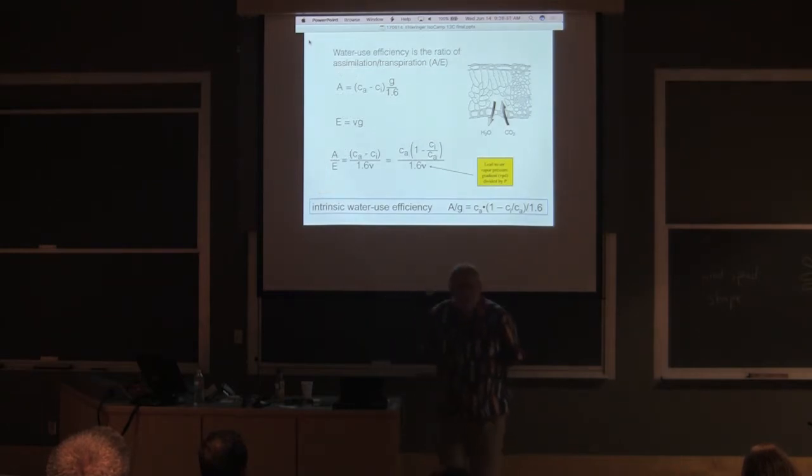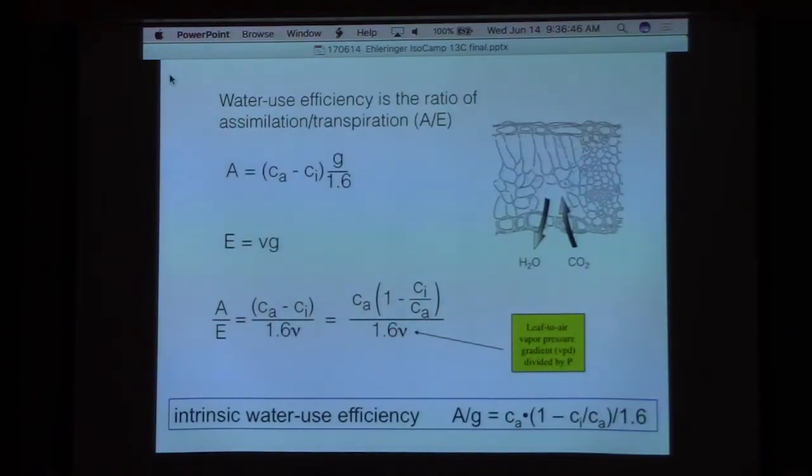So here are some equations to help us understand. These equations are written in terms of Ohm's law analogies. The first one describes photosynthesis, or assimilation A. It depends on a voltage, which is the Ci to Ca gradient, times a conductance, or the inverse of resistance, g. And I divide that by 1.6 because this is the g value for water. To convert that g value from water to CO2, I need to divide it by 1.6.